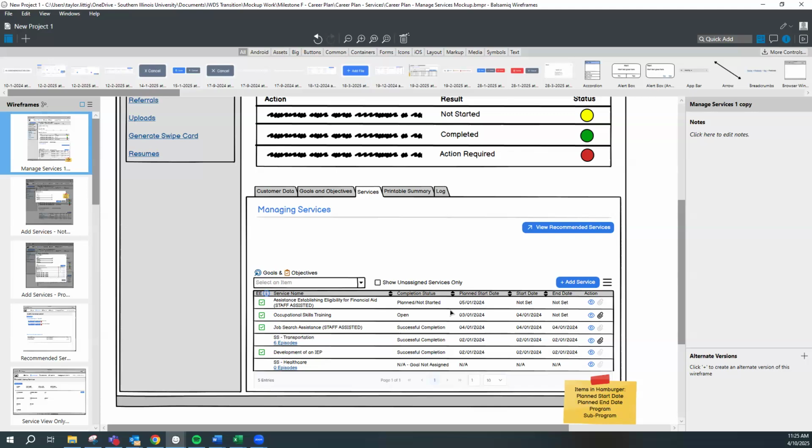It's going to ensure that all services are tied to a goal task within the universal career plan. Is that correct? Yep. Okay.